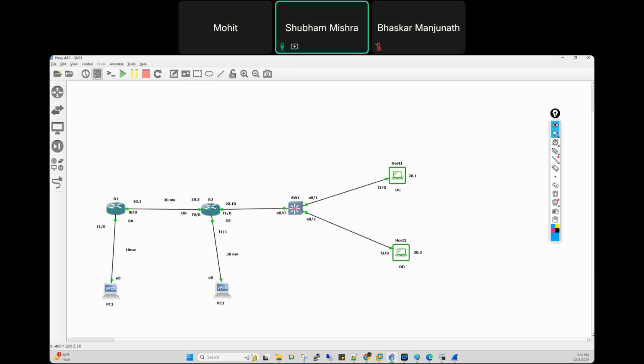Understood, everyone? So that is the disadvantage if you are configuring a static route with a next hop. Understand? Everyone, tell me. Manjunath, do you understand?